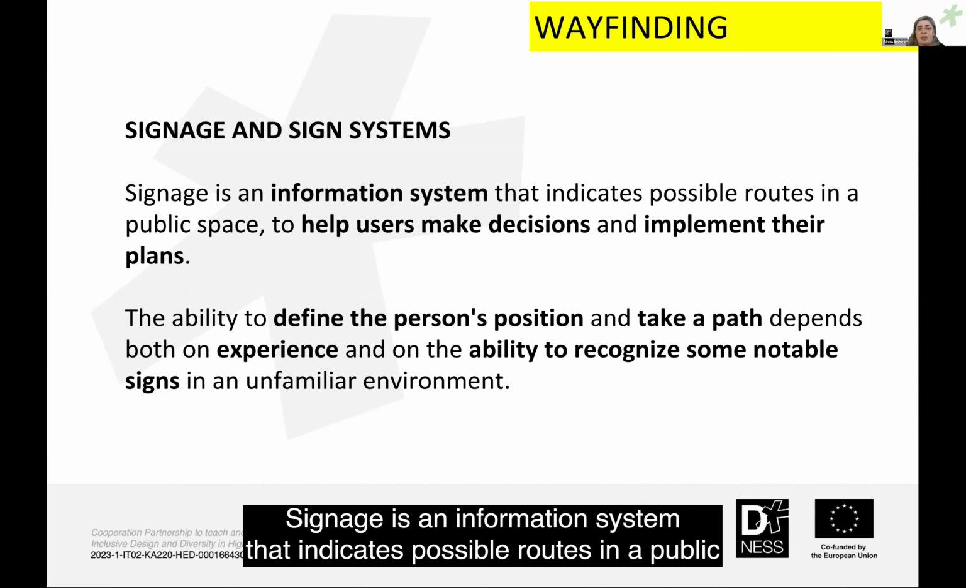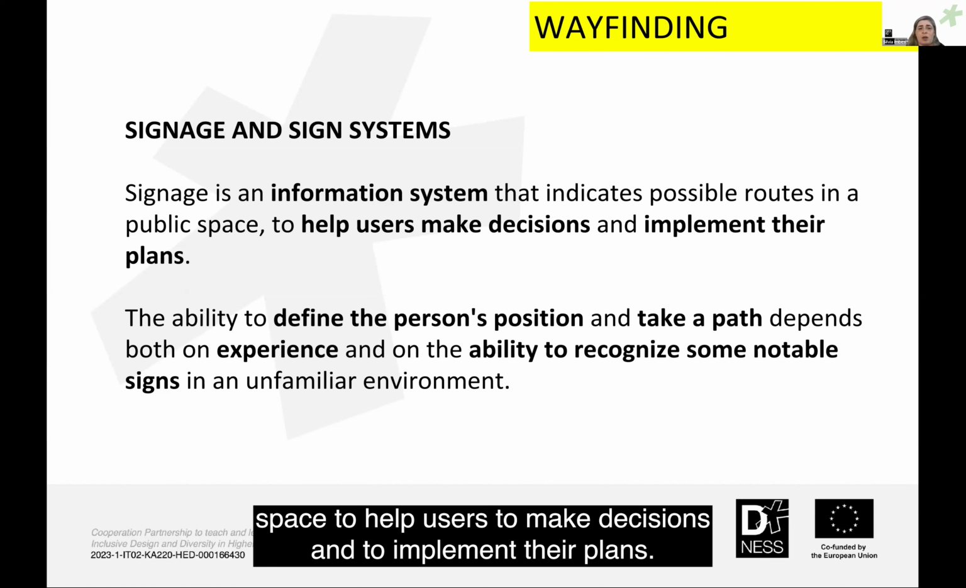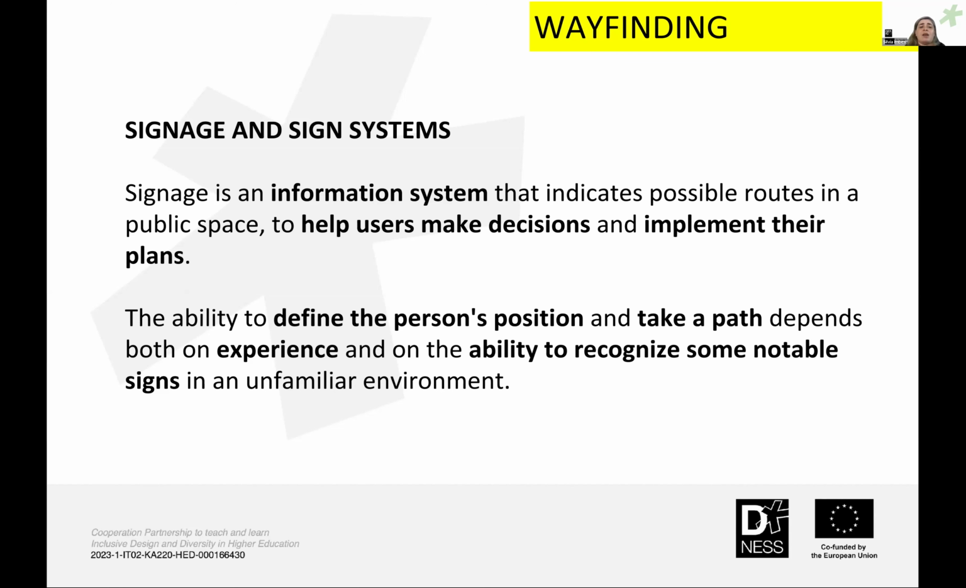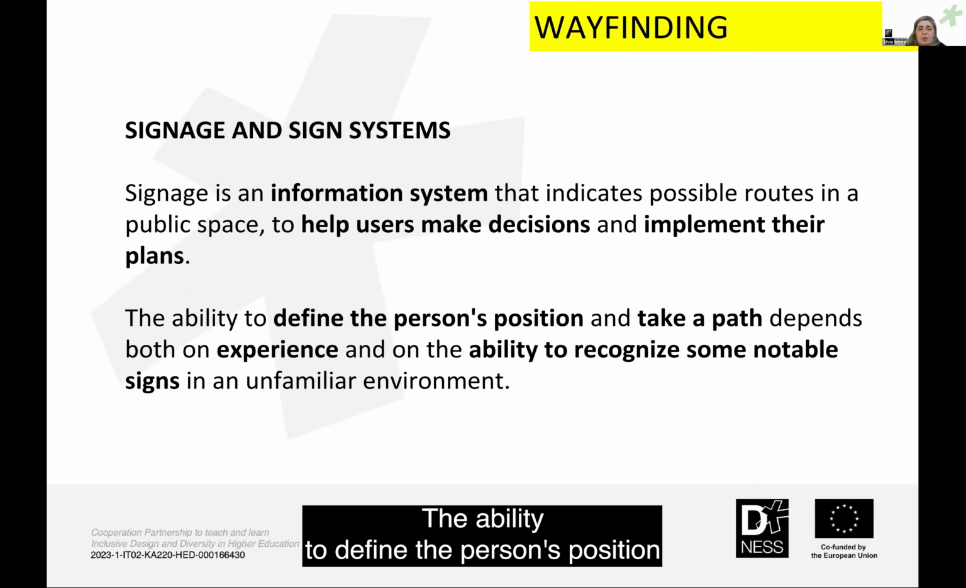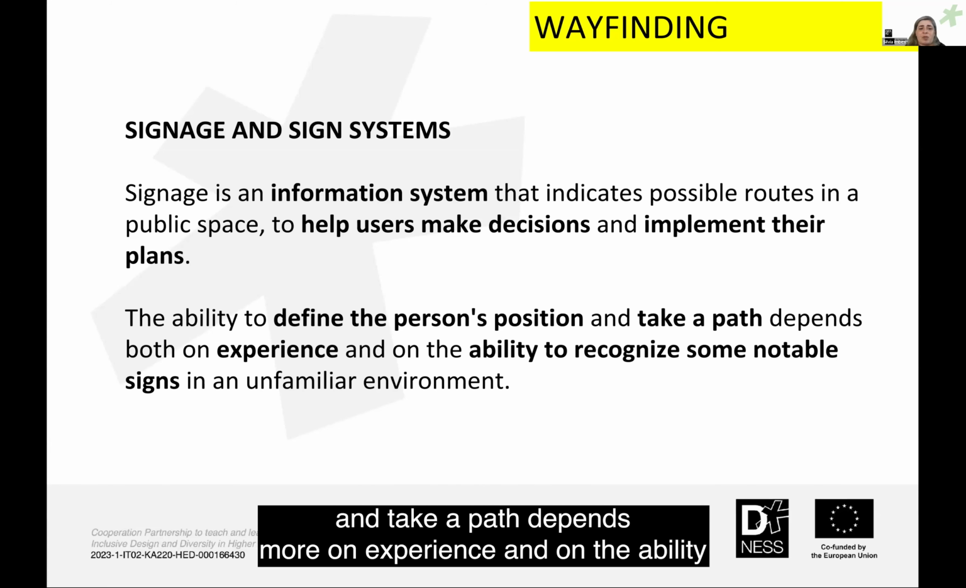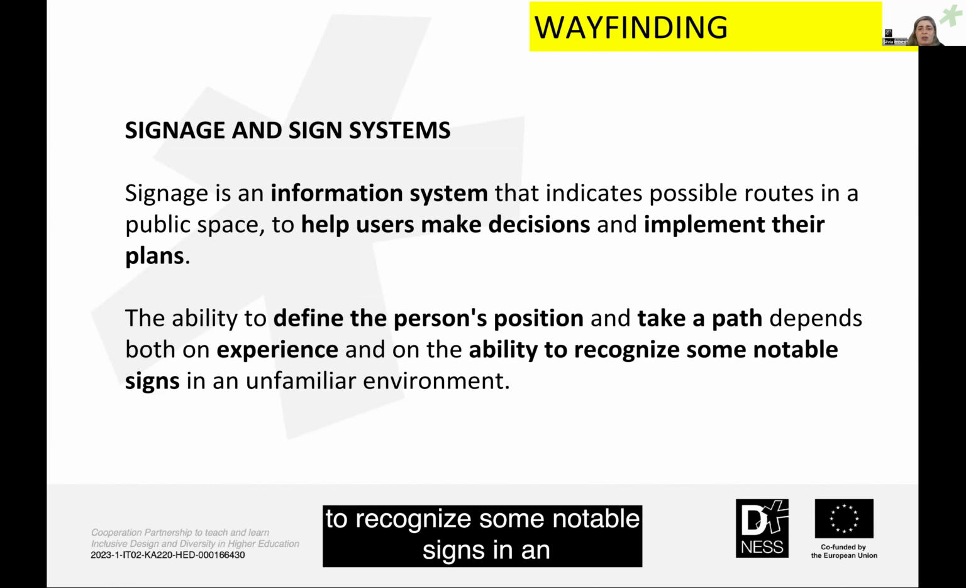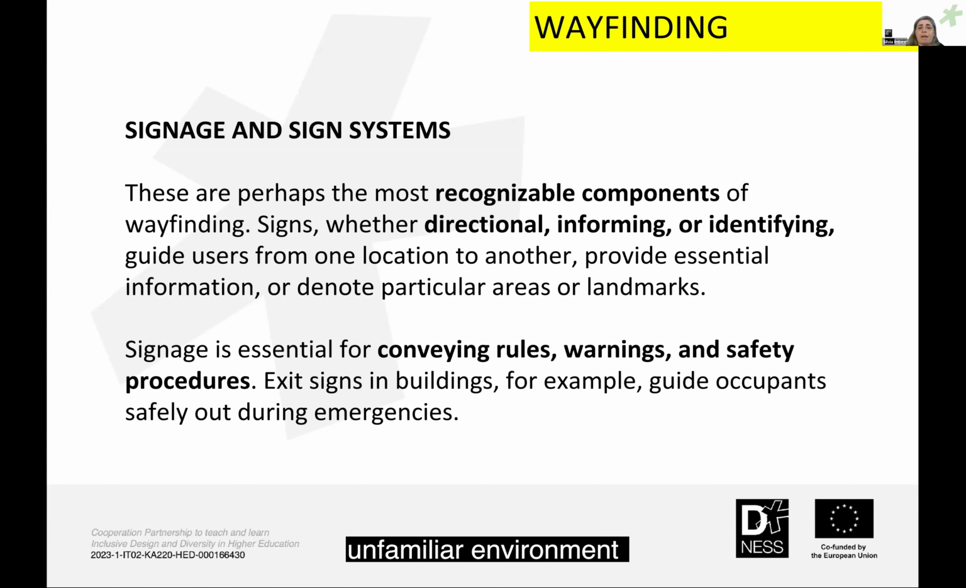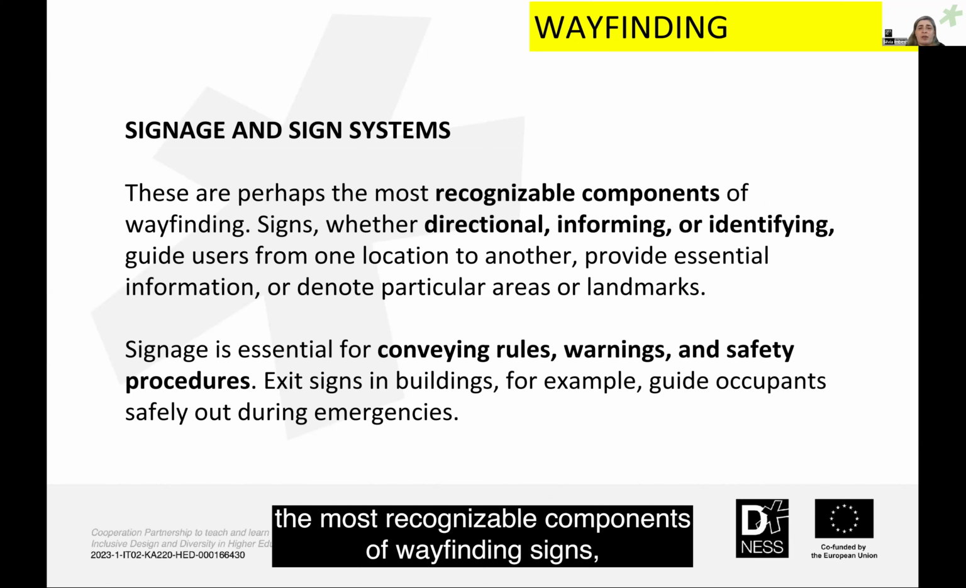Signage is an information system that indicates possible routes in a public space to help users make decisions and implement their plans. The ability to define the person's position and take a path depends both on experience and on the ability to recognize some notable signs in an unfamiliar environment. The signage is perhaps the most recognizable component of wayfinding.